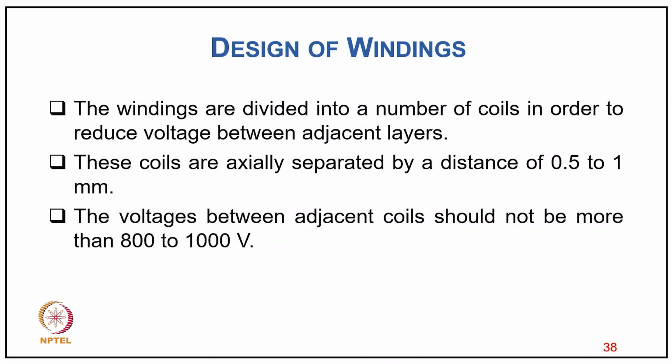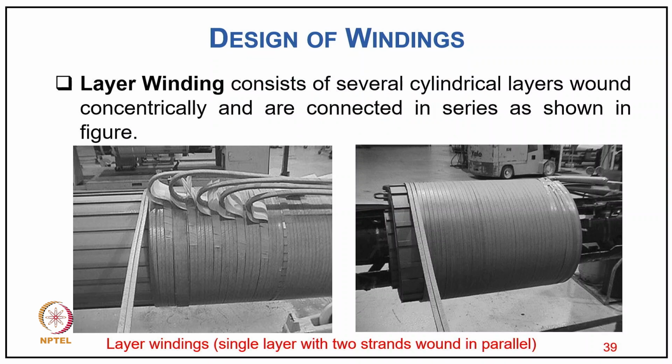So the windings are divided into a number of coils in order to reduce the voltage between the adjacent layers, and these coils are axially separated by a distance of 0.5 to 1 millimeter, and the voltage between adjacent coils will not be more than 100 to 1000 volts to meet the insulation requirement. Now coming to the layer winding: it consists of several cylindrical layers wound concentrically and connected in series, as shown in the figure below.